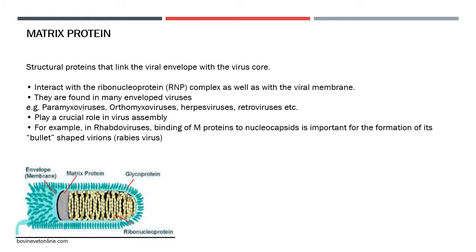Examples are paramyxovirus, orthomyxovirus, herpes viruses, and retroviruses. They play a crucial role in virus assembly. For example, in rhabdovirus, binding of M protein to nucleocapsid is important for the formation of a bullet-shaped virion, that is rabies virus. Okay, so in the given picture below you will see that after the envelope there is matrix protein, and then there is ribonucleoprotein, that is RNP. Okay, so this is about matrix protein.